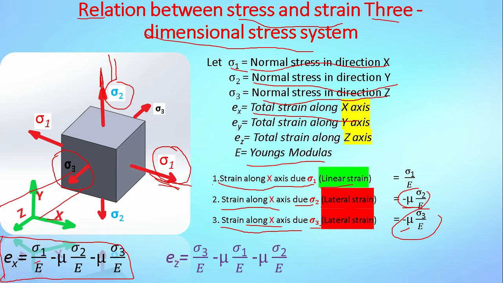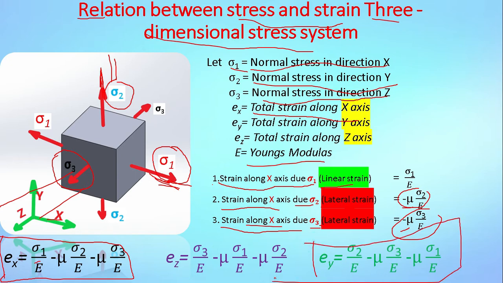Similarly, Ez, the total strain along z direction, is sigma 3 divided by E minus mu sigma 1 divided by E minus mu sigma 2 divided by E. And similarly, total strain along y direction is sigma 2 divided by E minus mu sigma 3 divided by E minus mu sigma 1 divided by E.